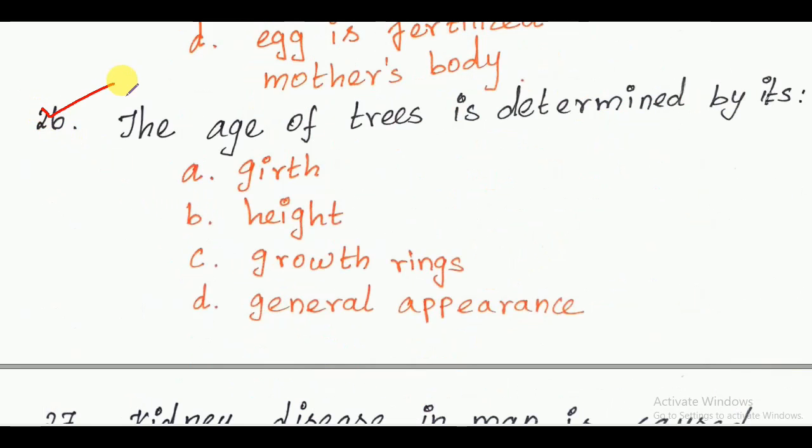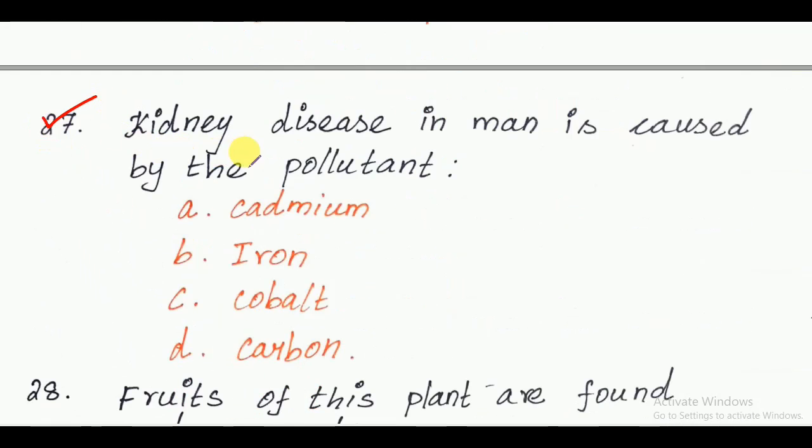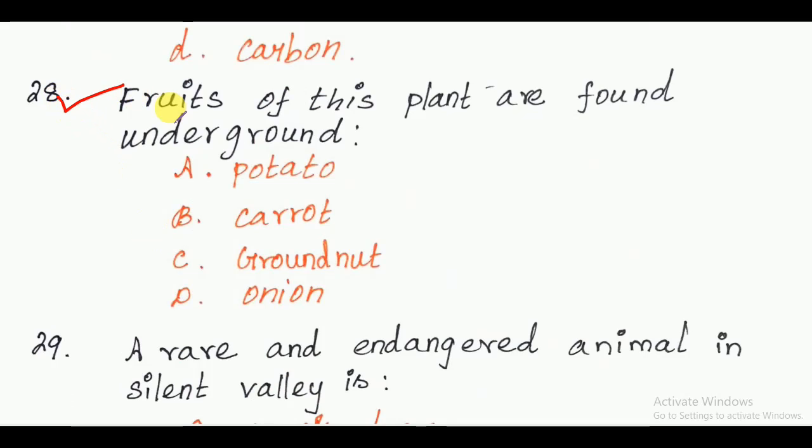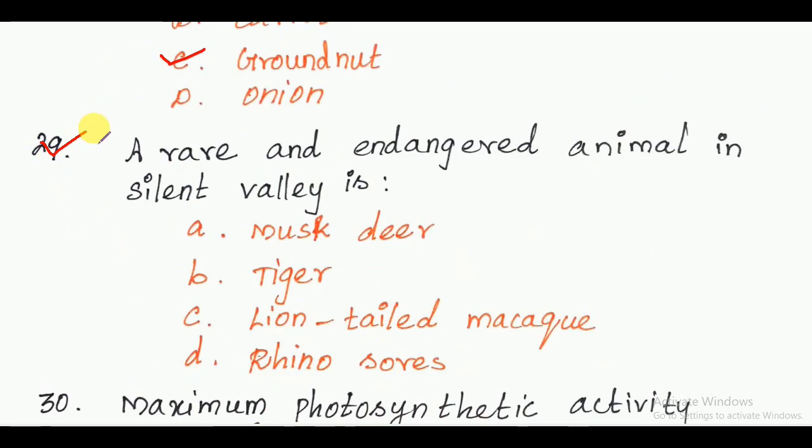Next, 26th question. The age of trees is determined by its growth rings. 27th question. Kidney disease in man is caused by the pollutant cadmium. Next. Fruits of this plant are found underground. The answer is groundnut. Next. A rare and endangered animal in Silent Valley is the lion-tailed macaque.